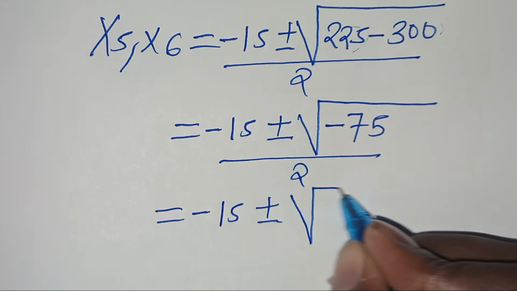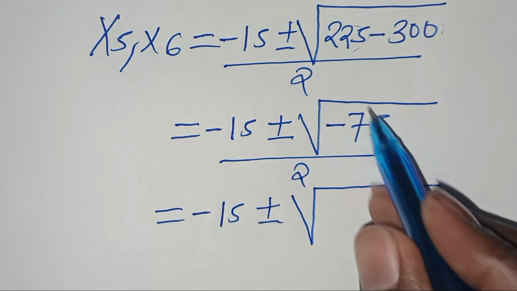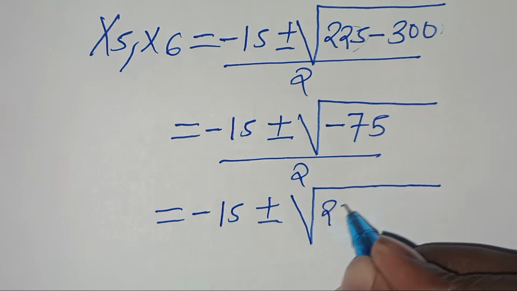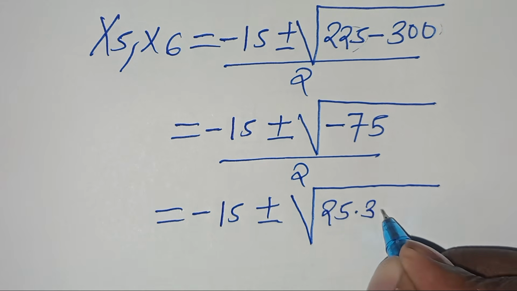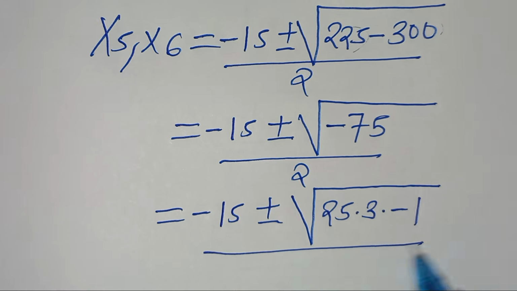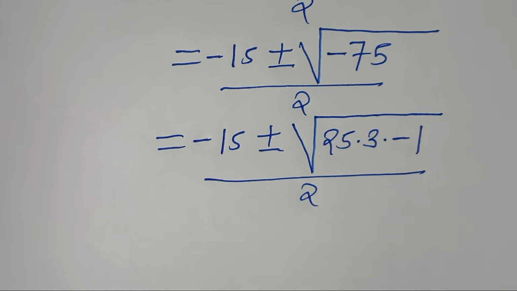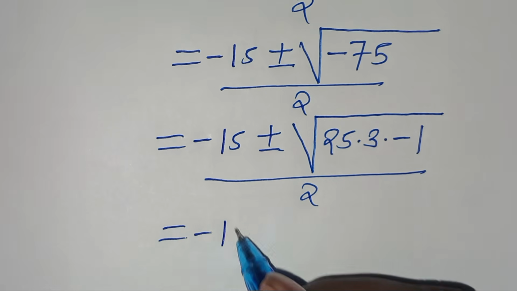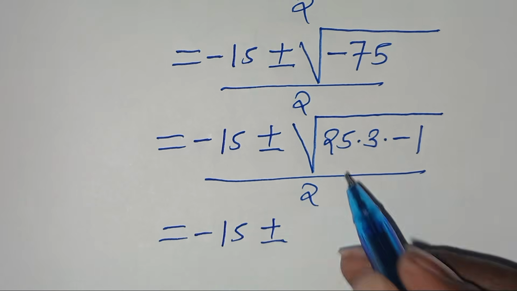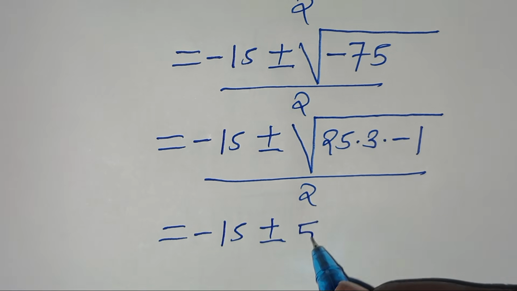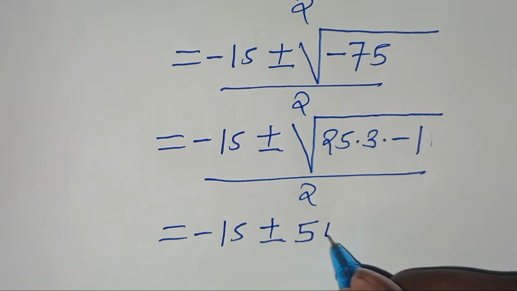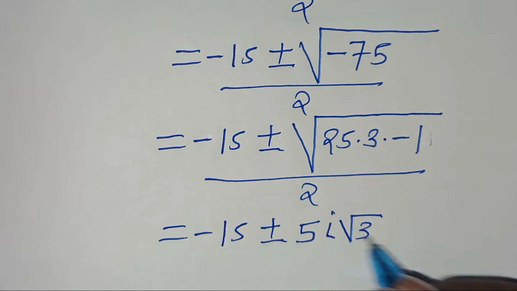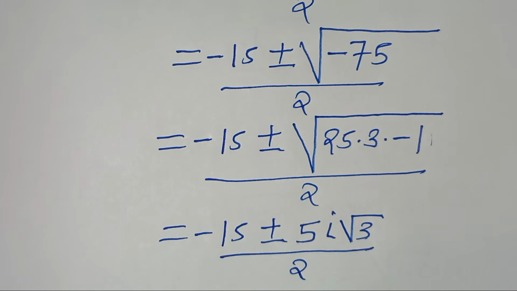We can express the square root of negative 75 as the same thing as 25 multiplied by 3 multiplied by negative 1, divided by 2. So here we have negative 15 plus or minus the square root of 25, this is 5, the square root of negative 1, this is i, then square root of 3 divided by 2.